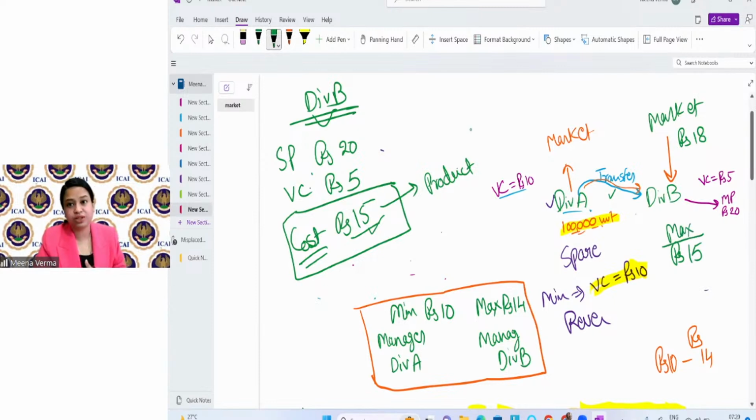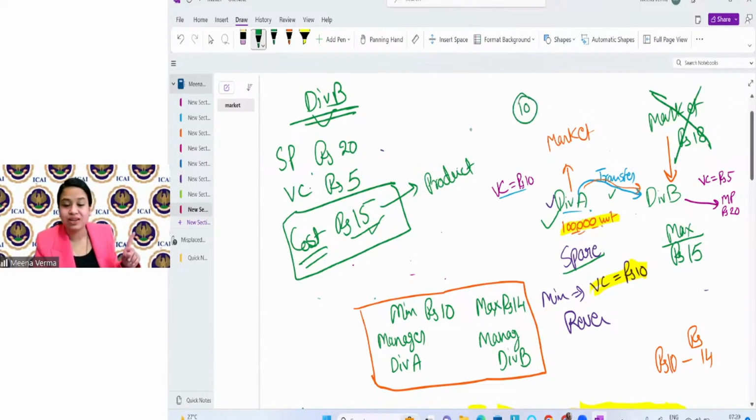He will not pay more than 15 rupees for a reason, because if he pays more than 15, there will be a loss. So under this situation, he will not at all buy from the market, because in the market the price is more, right? If he pays 18, there will be a loss in division B, as well as the entire organization will have a loss, because in division A there is a spare capacity. So there is no question of buying the material from outside until you get a product for less than rupees 10 actually.